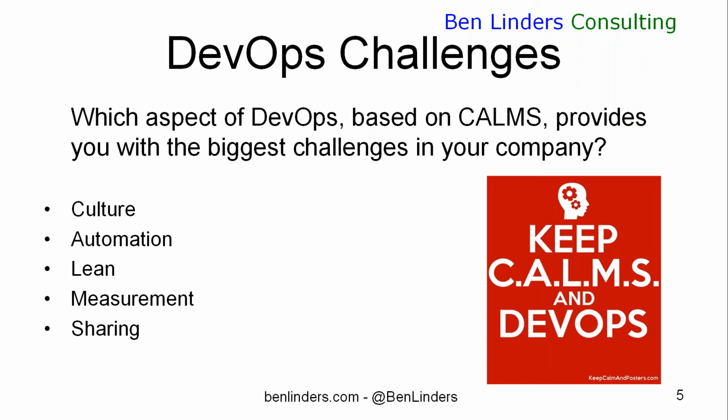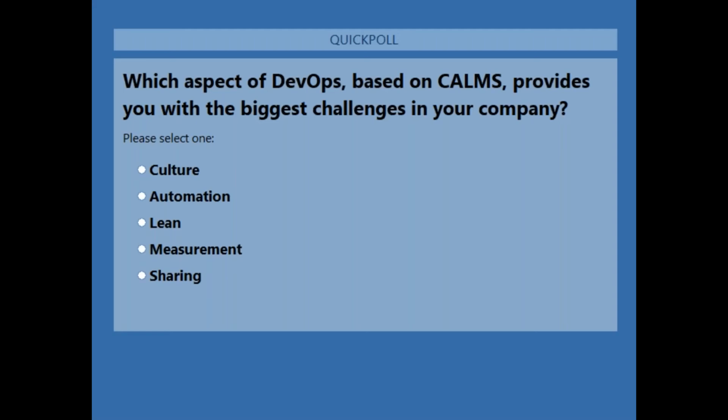Okay, right now I want to check with the audience to see what's the most important area in there, what's the most important question in there. And I would like to hear from the people in the audience, what aspect of DevOps, based on CALMS, I use CALMS to divide it up, is providing you with the biggest challenges in your company when it comes to adopting DevOps or adopting DevOps practices.